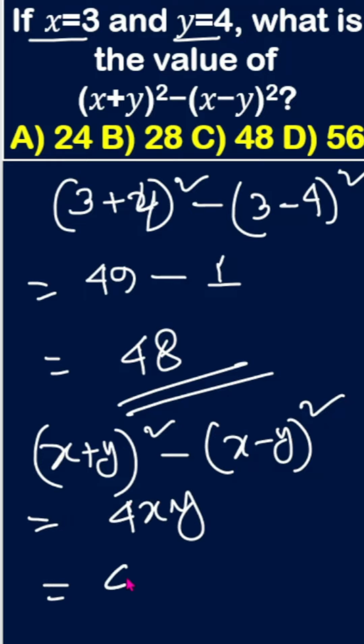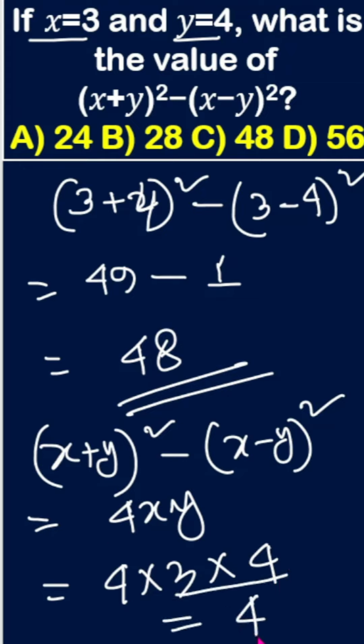Just put the value: 4 times x, which is 3, times y, which is 4. So 3 times 4 is 12, 12 times 4 is 48, and 48 is our right answer. Don't use direct substitution of the values.